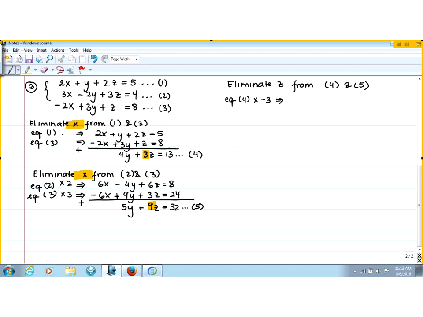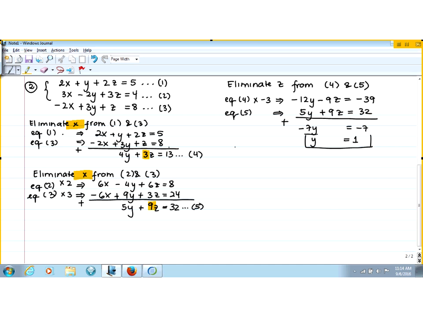Yes. One has to be positive, the other one has to be negative. So negative 12y minus 9z is negative 39. Yes. Equation 5, just keep it, copy. 5y plus 9z is 32. Yes. Now what? Negative 7y is negative 7. So y is 1. Okay.